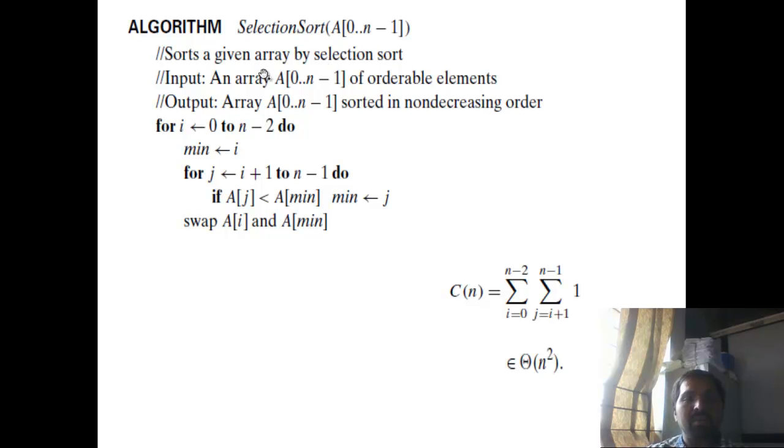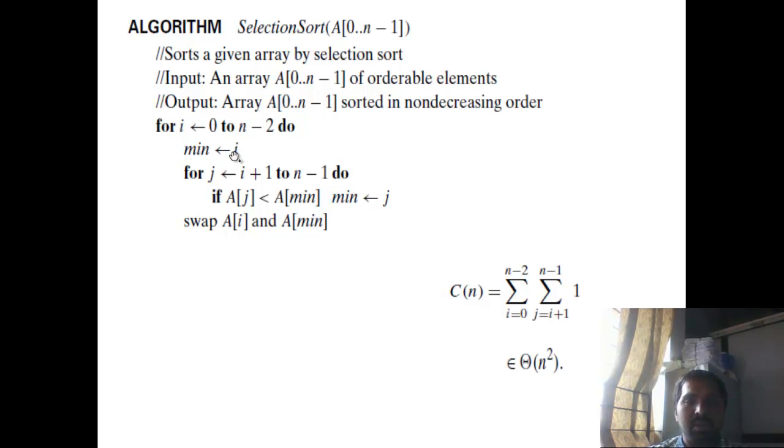Then we will see the procedure. Sort a given array by selection sort. Input, you can take any number of elements, orderable elements. Output, array A of 0 to n minus 1, sorted in non-decreasing order. We can take the loop first for i equals 0 to n minus 2. So we need n minus 1 passes to identify the minimum element n minus 1 times.